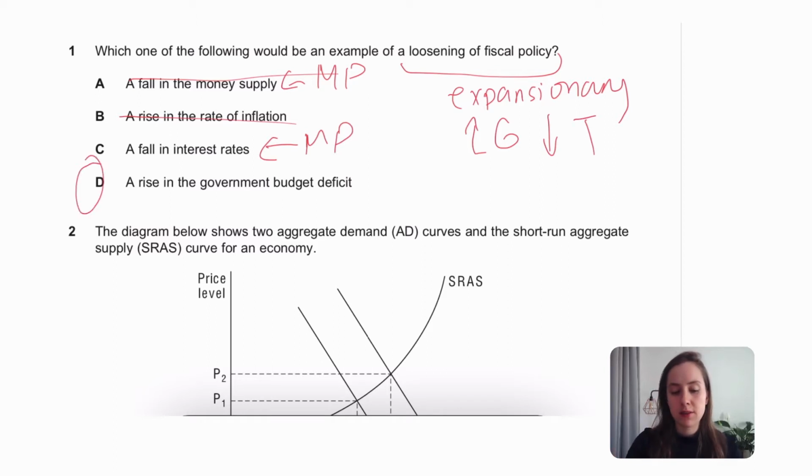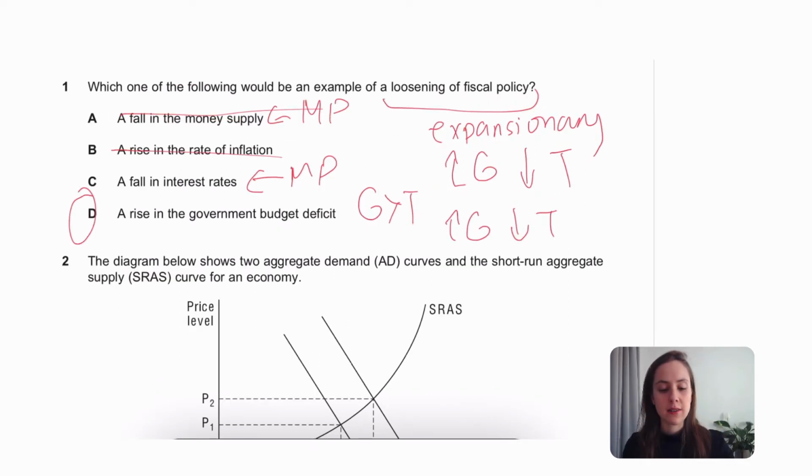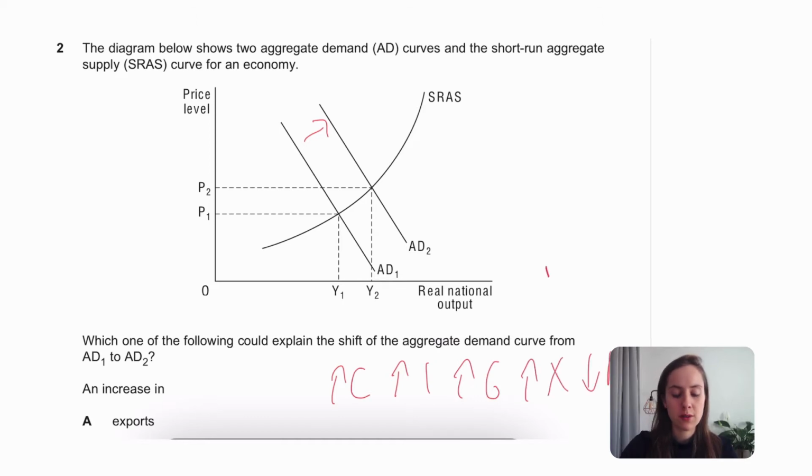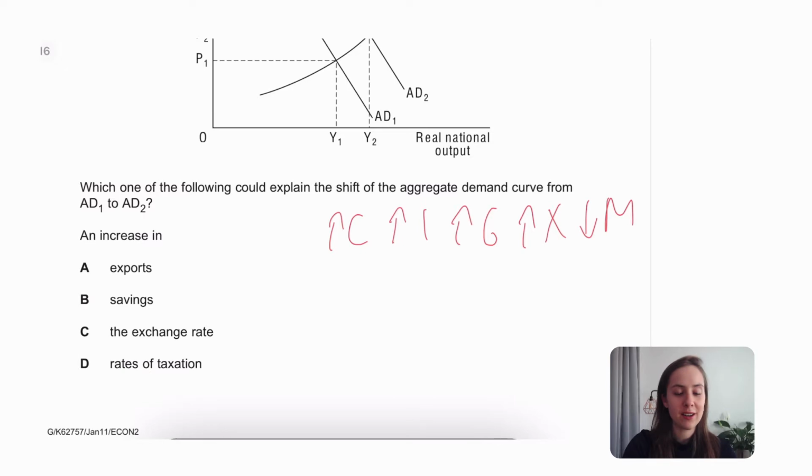D is right because a rise in the budget deficit means G is greater than T. If that's increased, we've had either more G or less T. So that is right. Next, the AD and the short run AS: which of the following could explain the shift in the AD curve from AD1 to AD2? We're looking at a shift right, and that's either because of more consumption, more investment, more G, more X, or less M. So let's take a look. We got lucky, look at A. An increase in exports will increase AD.